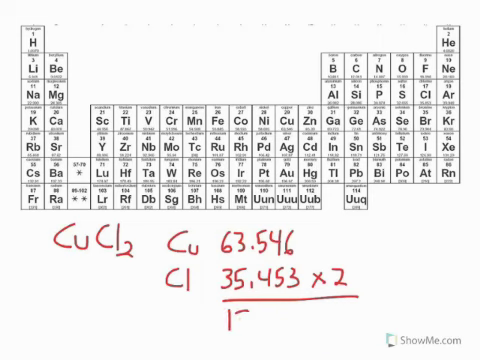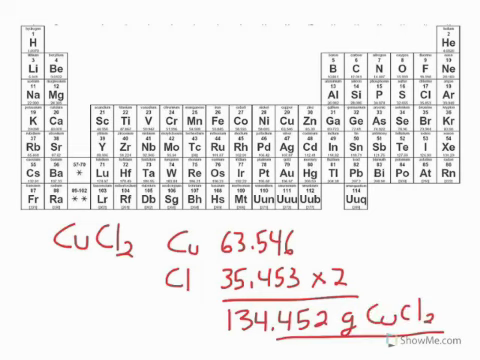The molar mass is 134.452 grams of copper chloride per mole of copper chloride. Get used to writing all the units out. It's going to be useful. Okay, let's do another one. I'll make something slightly harder.